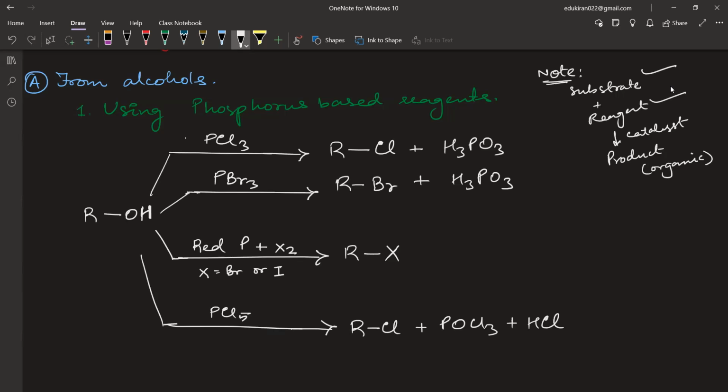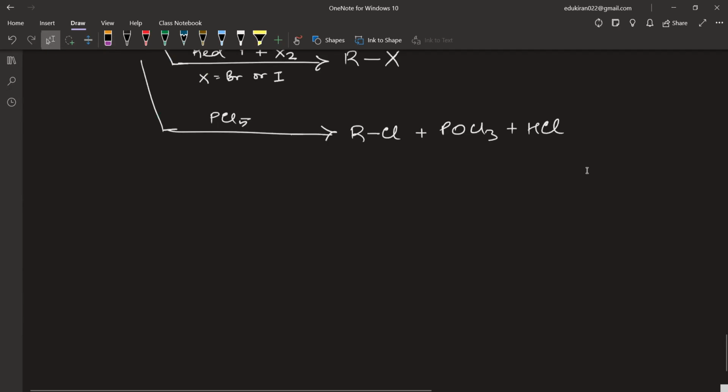What is important? What is the substrate and what is the class of substrate? That means this is alcohol. That is important. And then what are you forming? You are forming haloalkane. That is important. And what reagents are you using? You are using a phosphorus based reagent. Should I move on? Yes or no? Please tell me. Yes, sir. Okay.